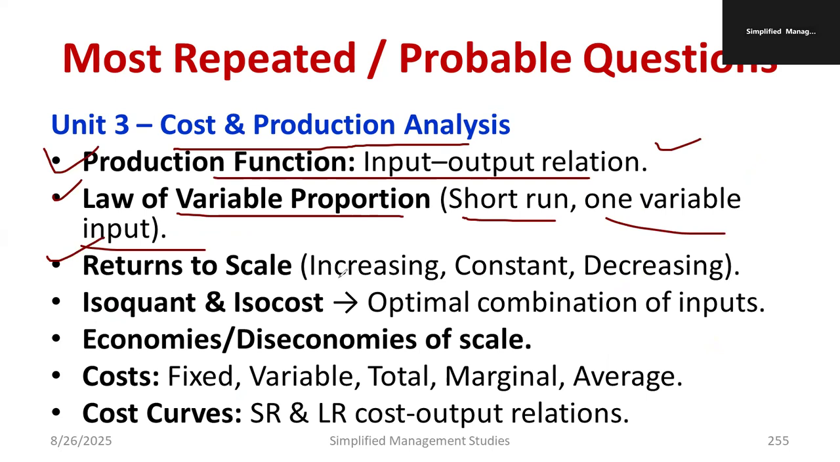Similarly, returns to scale: increasing, constant, and decreasing. Explain with the help of a graph. Then isoquant and isocost curve, which is very, very important. Explain isoquant and isocost curve. Illustrate isoquant and isocost curve with a suitable example.